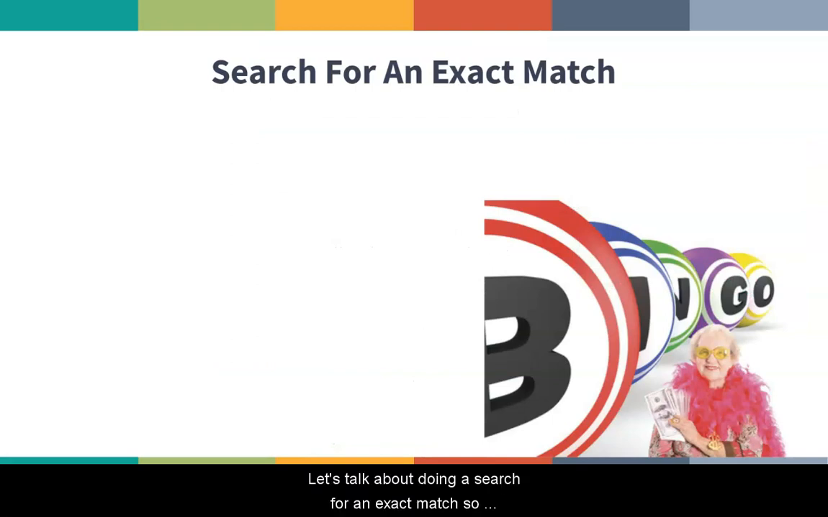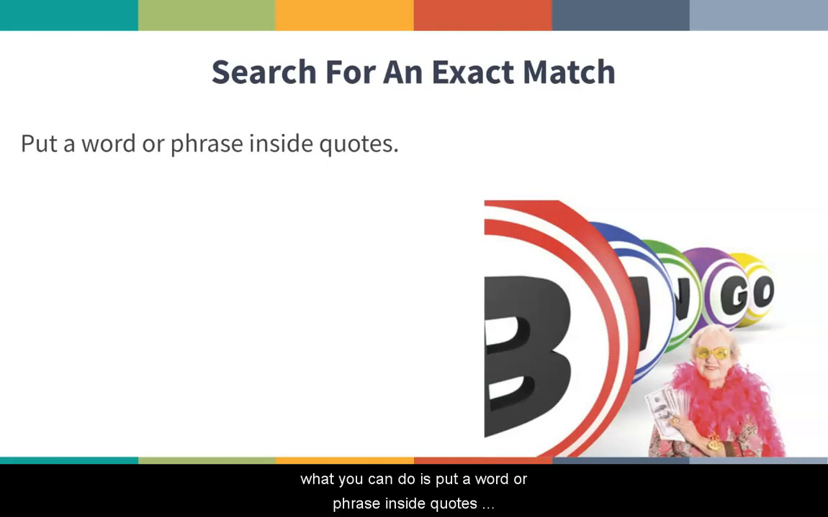Let's talk about doing a search for an exact match. So what you can do is put a word or a phrase inside quotes. By using quotation marks, it'll only return the results with websites that have those exact words in that exact same order as you type them in between those quotation marks.